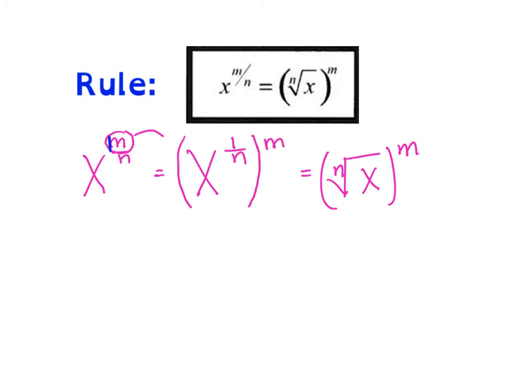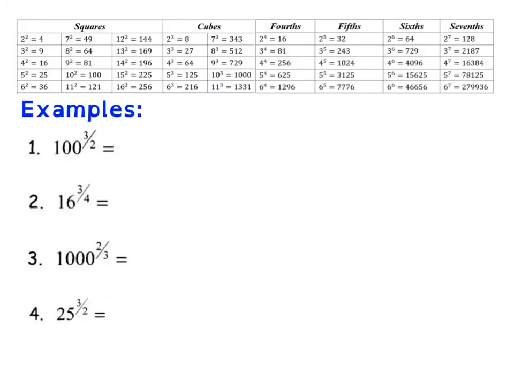So let's go ahead and look at how we're going to use this. If I want to evaluate in each one of these examples, 100 to the 3/2 power, I take the 3 and move it to the outside, so it's really 100 to the 1/2 power, and then I put the 3 there, because 3 times 1/2 is 3/2. 100 to the 1/2 power, I do just like the stuff we already practiced. So that's really the square root of 100 cubed.